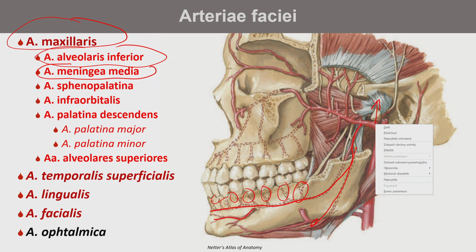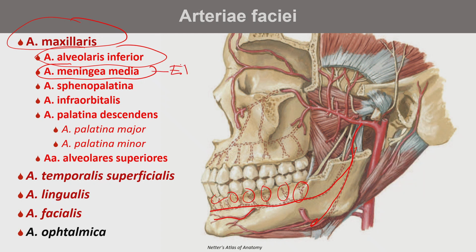the brain in the middle, typically in the middle fossa and on the surface of the parietal and temporal bone. And this is an artery very important because injury of it could lead to epidural hematoma, epidural hemorrhage.